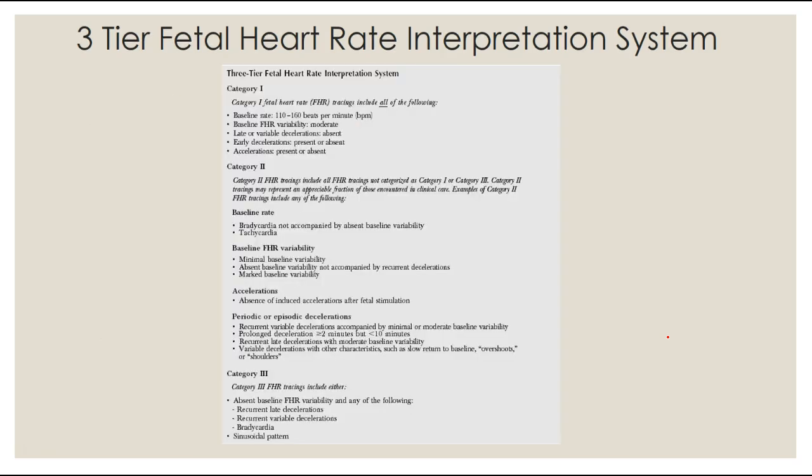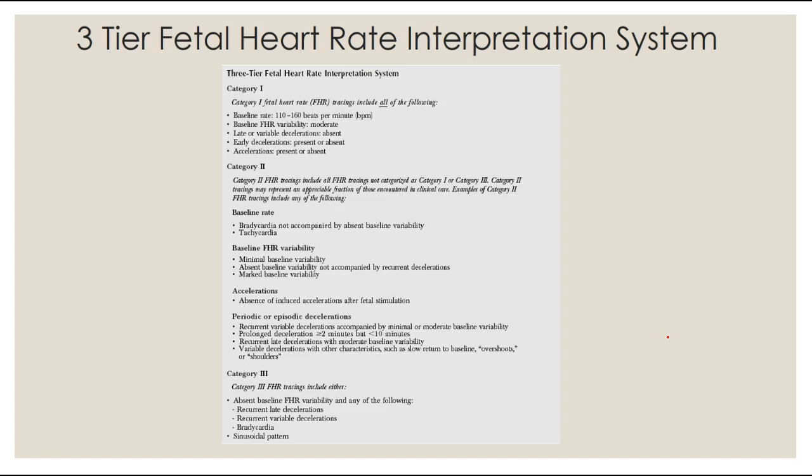So here is how we utilize these categories. A category 1 tracing includes all of the following things. It has to have a normal baseline. The variability has to be moderate, and you can have no late or variable decelerations. It's okay if there are some early decels, and accelerations can be either present or absent. So basically, to say that your patient has a category 1 fetal heart rate tracing, you just have to have a normal baseline with moderate variability, and you might have some early decels and you might have some accels.